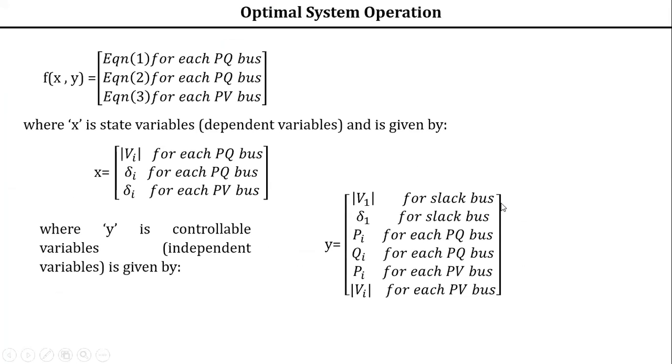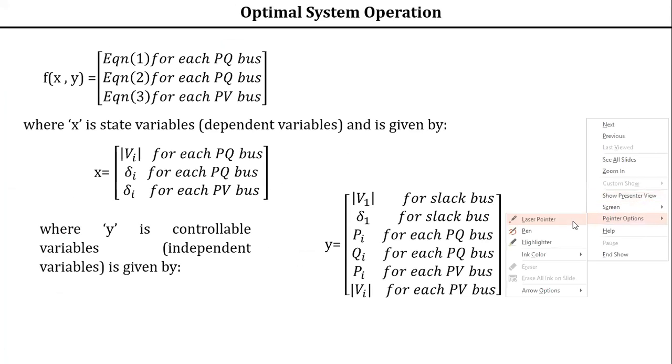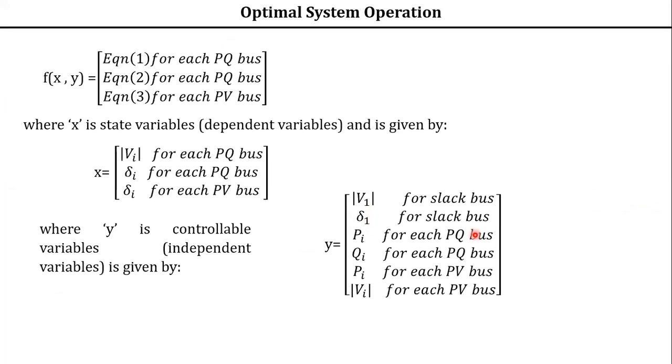Y is equal to, for the slack bus, only one. Only one slack bus will be there, as I said. So it will be the magnitude of V1 and delta 1. Then for each PQ bus, P and Q are known, so Pi is known, Qi is known. For each PV bus, P is known, V is known. So the known values are your controllable variables, that is, your independent variables.